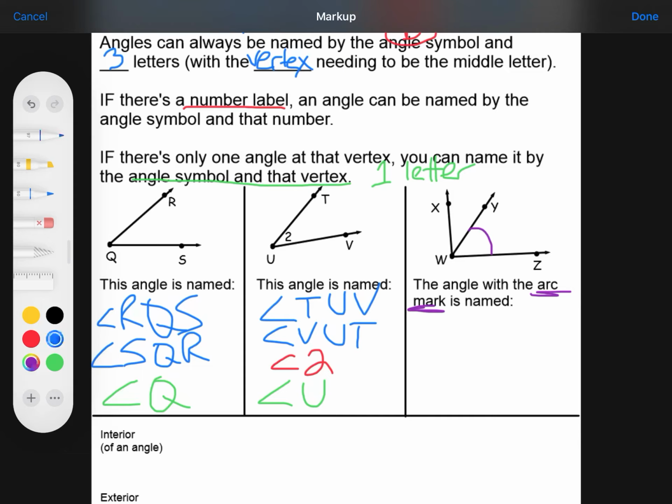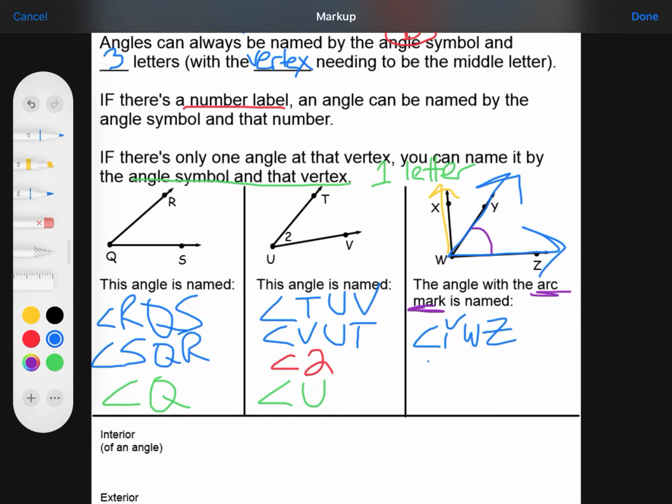Well, if you look at the rays that we're talking about here, this ray touches the purple, and this ray touches the purple. There's another ray in this problem over here on the left in yellow. That's irrelevant to this problem. We're only looking at the one with the purple arc mark, and so we look to see what letter is that common endpoint, W, X, Y, or Z, and the 2 blue rays touch at W. Okay, so then I have to call it with W in the middle.